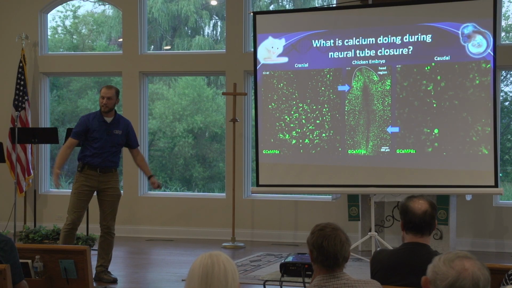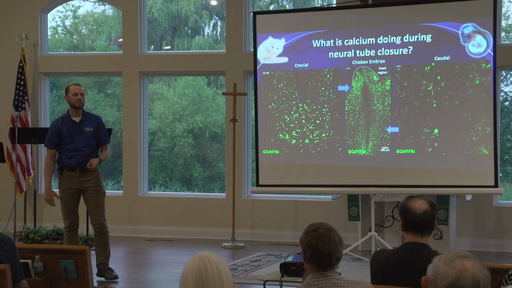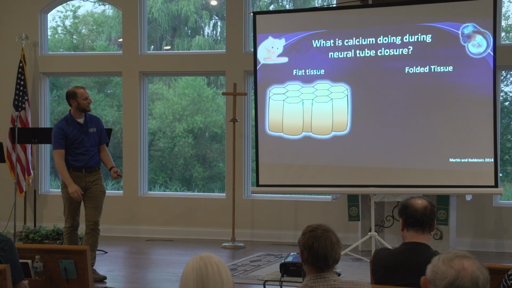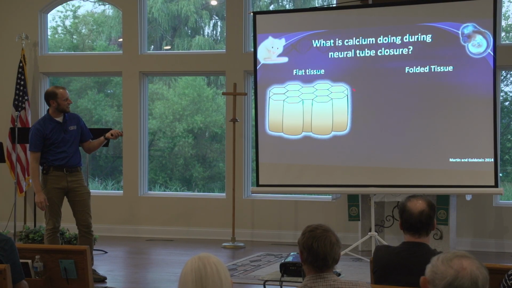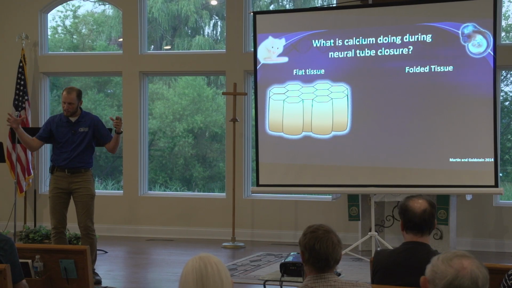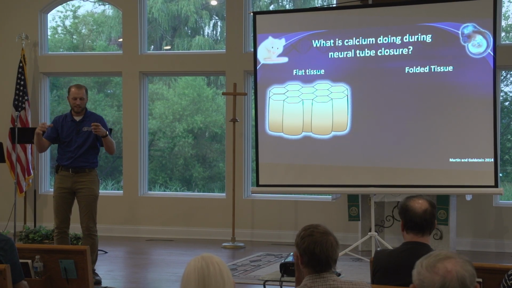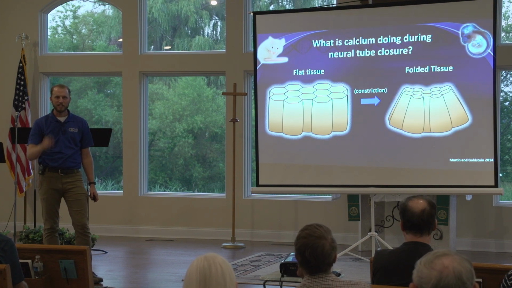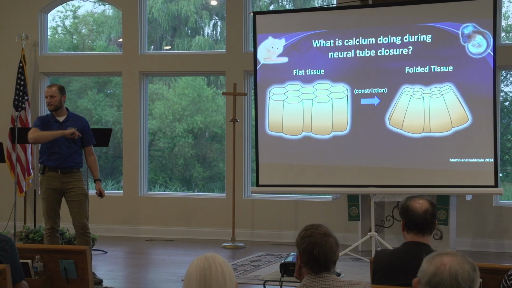What in the world is all this calcium doing, flowing in and out of these cells? Well, we don't know the whole story. There's still more questions to answer. But what's essentially happening is that the neural tube is starting out flat. The calcium going in and out is causing it to constrict. And when it constricts, it folds. And you have a brain because of that.